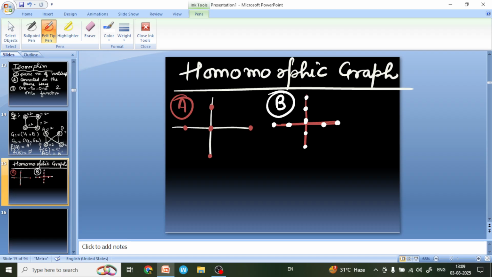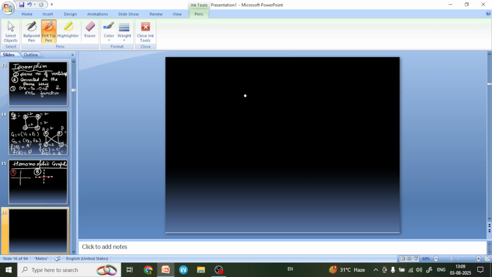Now next, bipartite graphs. Next topic is bipartite graph.